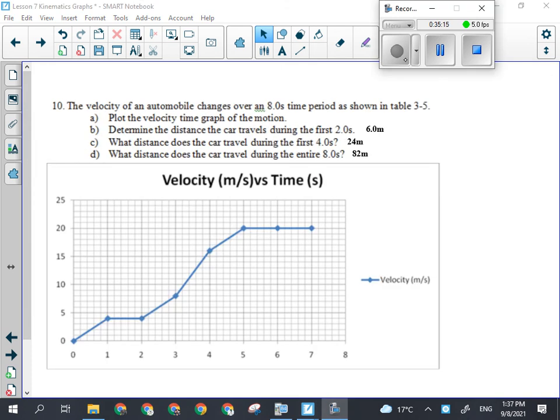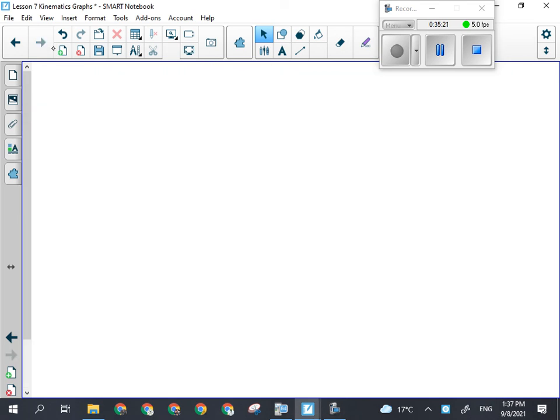Rather than have you draw this one up, the velocity of an automobile changes over an 8-second time period, and we don't even have the table, so we can't even do that one. Forget about that one.